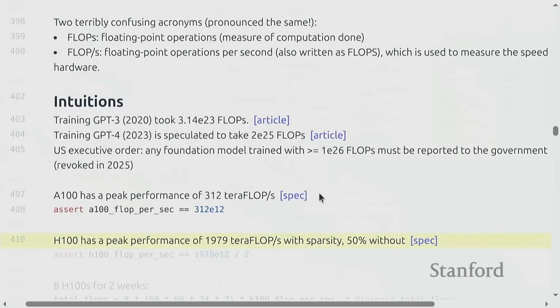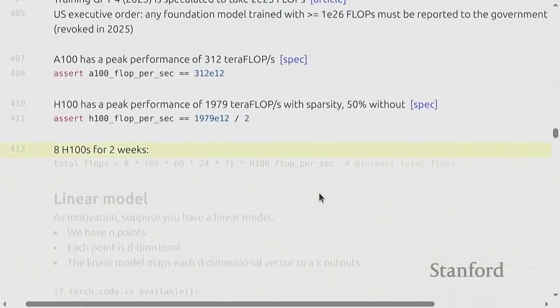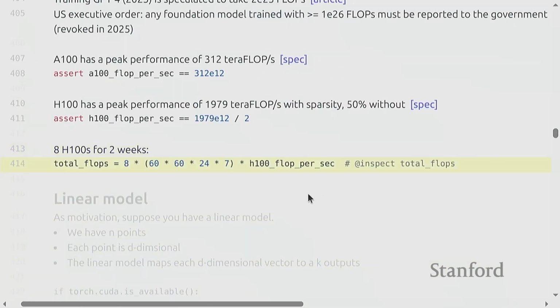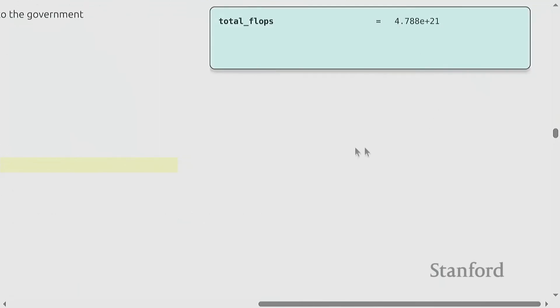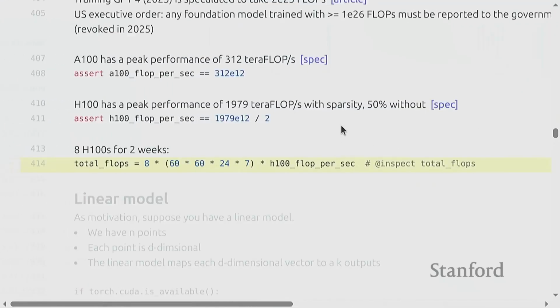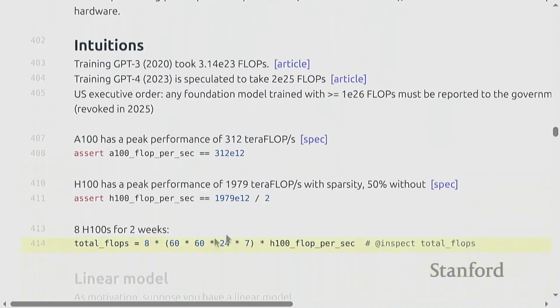Okay, now you can do back-of-envelope calculations. 8 H100s for 2 weeks is just 8 times the number of flops per second times the number of seconds in a week. Actually, this might be 1 week. Okay, so that's 1 week, and that's 4.7 times E21, which is some number, and you can kind of contextualize the flop counts with the other model counts.